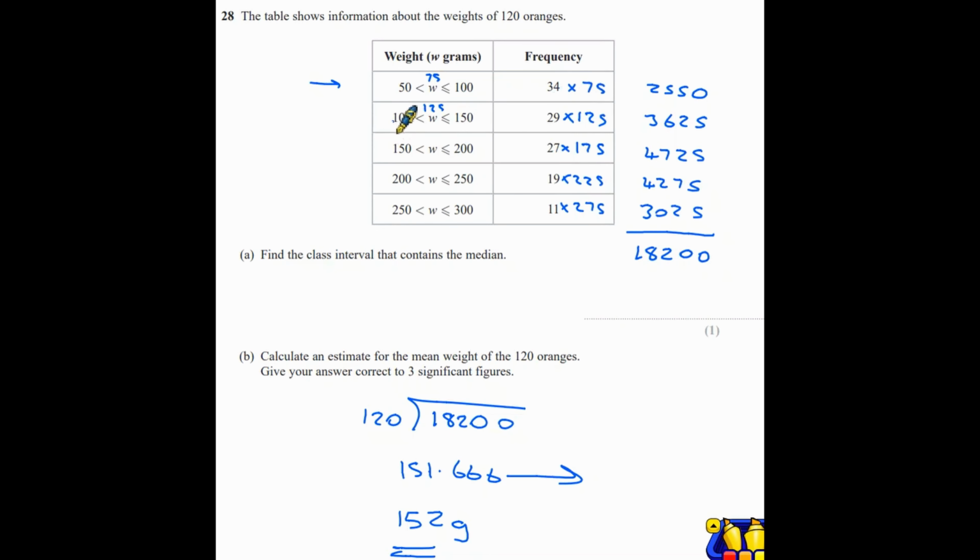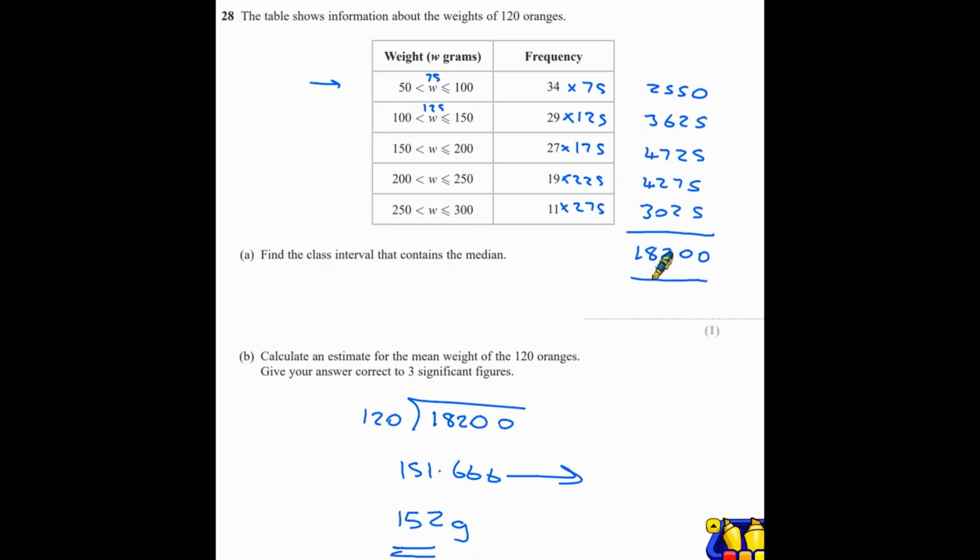Similarly, the second group between 100 and 150, the midpoint is 125, the next one 175, and so on. And we multiply those midpoints by the number of oranges in each group. This gives us an estimate of the total weight within each group. So if we add all those together, we get an estimate of the total weight. That comes out at 18,200 grams.